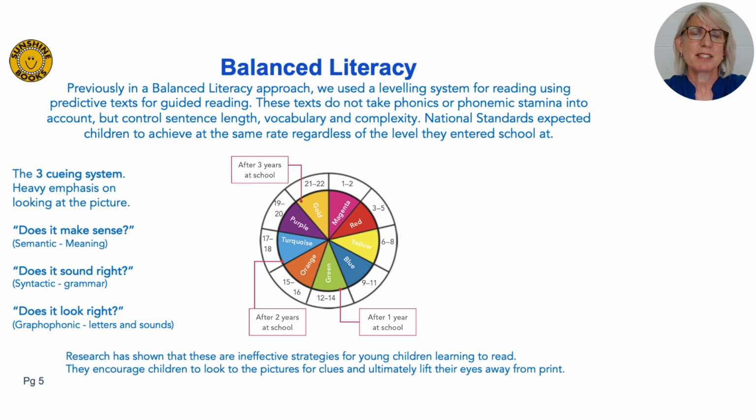As text demands increased, students struggled with more print on the page and more complex vocabulary. In many cases, students had relied on memorisation or compensatory guessing strategies rather than secure word reading skills. The 3 cueing system encouraged students to use meaning, structure and visual cues.